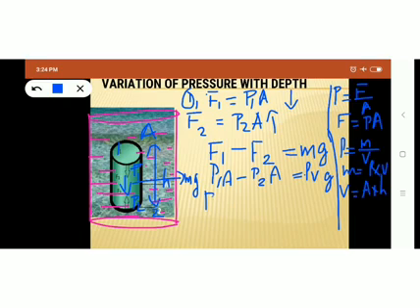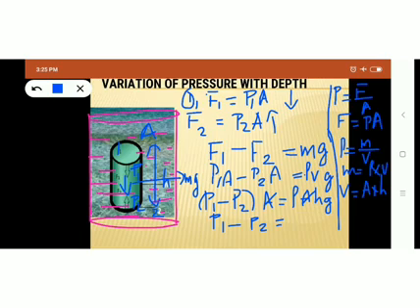So, again, here we can consider A as a common factor. So, here we can write (P1 minus P2) into A is equal to rho into volume, which is A into H, into g. Now, this A and this A will be cancelled and we are left with P1 minus P2 equal to H rho g. Or P2 minus P1 is H rho g. So, this equation shows that the pressure difference varies with respect to height H because rho and g are constants. So, the pressure difference depends only on height.